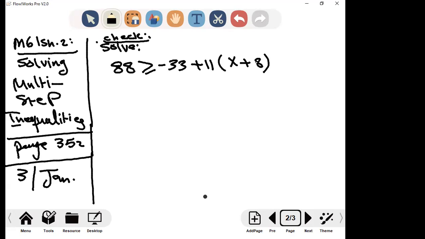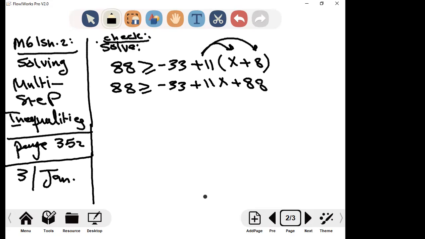Now, yesterday we did example 3. It has a similar idea. We said first step, get rid of the parentheses, right? By distributing the 11. This 11 is distributed on the parentheses, the first step. So we have 88 more than or equal to negative 33 plus 11 times x, 11x, 11 times 8, 88. Right? Now we have two sides. Make the variables on one side, make the numbers on a different side.